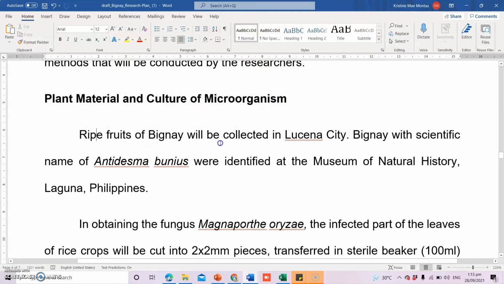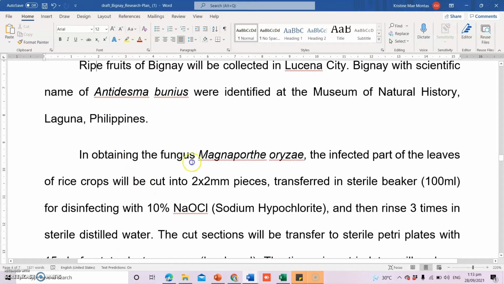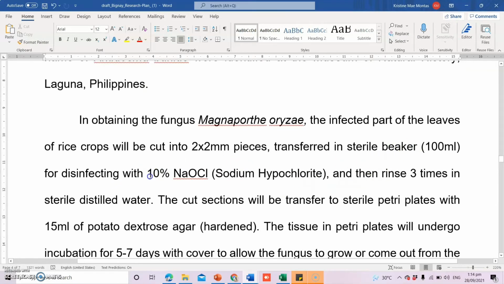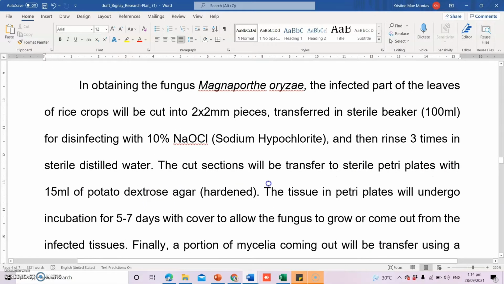So, ripe fruits of Bignai will be collected in Lucena City. Bignai with scientific name Antidesma bunius were identified at the Museum of Natural History, Laguna, Philippines. In obtaining the fungus, the infected part of the leaves of rice crops will be cut into 2x2 mm pieces, transferred in a sterile beaker for disinfecting with 10% sodium hypochlorite, and then rinsed 3 times in sterile distilled water. The cut sections will be transferred to sterile Petri plates with 15 mm of potato dextrose agar, which is hardened, and so on and so forth.